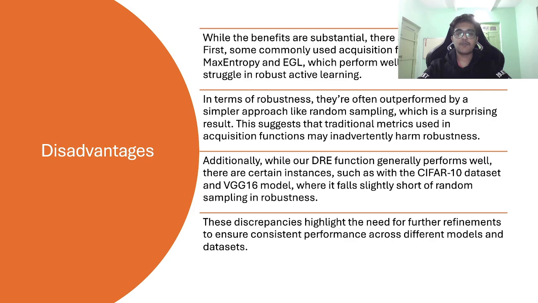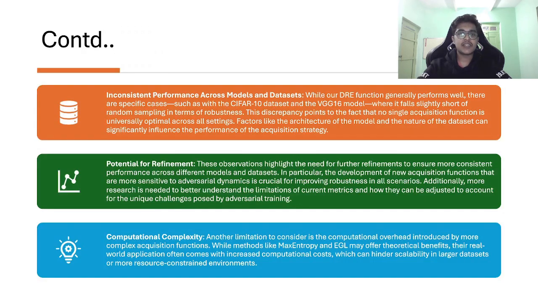The fourth point here is these discrepancies highlight the need for further refinements to ensure consistent performance across different models as well as datasets. So a continuation to this is basically inconsistent performance across models and datasets. While our DRE function generally performs well, there are specific cases such as with the CIFAR10 dataset and VGG16 model where it falls slightly short. The discrepancy points to the fact that no single acquisition function is universally optimal across all settings.